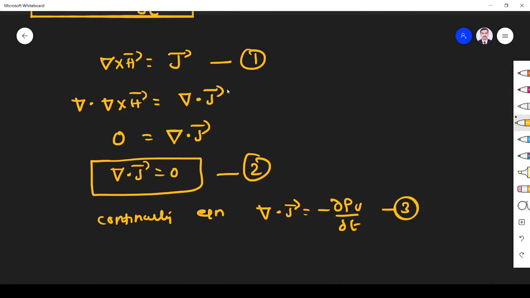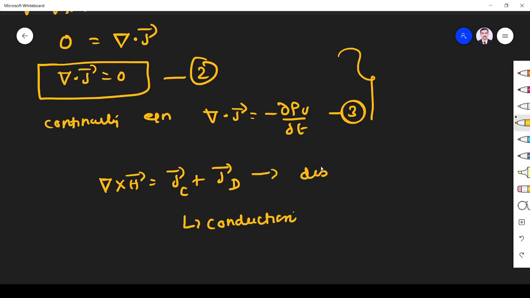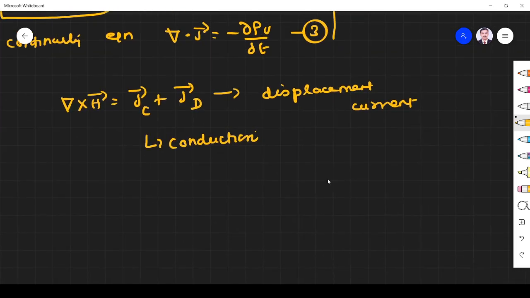So then we want to do some compensation, or some modification, to make these two equations compatible, right? So what he did is he added one term. Del cross H is equal to J, that is already there. He added one new term, JD. The already existing term is JC, which is called conduction current. JD is called displacement current, right? So how does this addition make these two equations compatible and solve the ambiguity in Ampere circuital law?